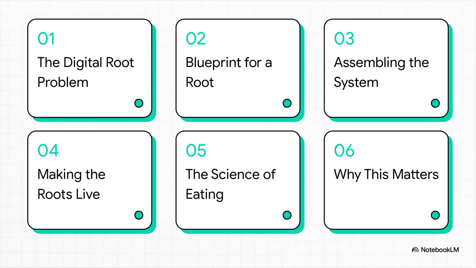We'll start with why this is such a tricky problem to begin with. Then, we'll peek at the blueprint for a single root, kind of like its digital DNA. From there, we'll see how the whole system gets built, bring it to life with some rules, and then, the important part, teach it how to eat. And finally, we'll wrap up with why this is such a game changer. Ready? Let's get into it.